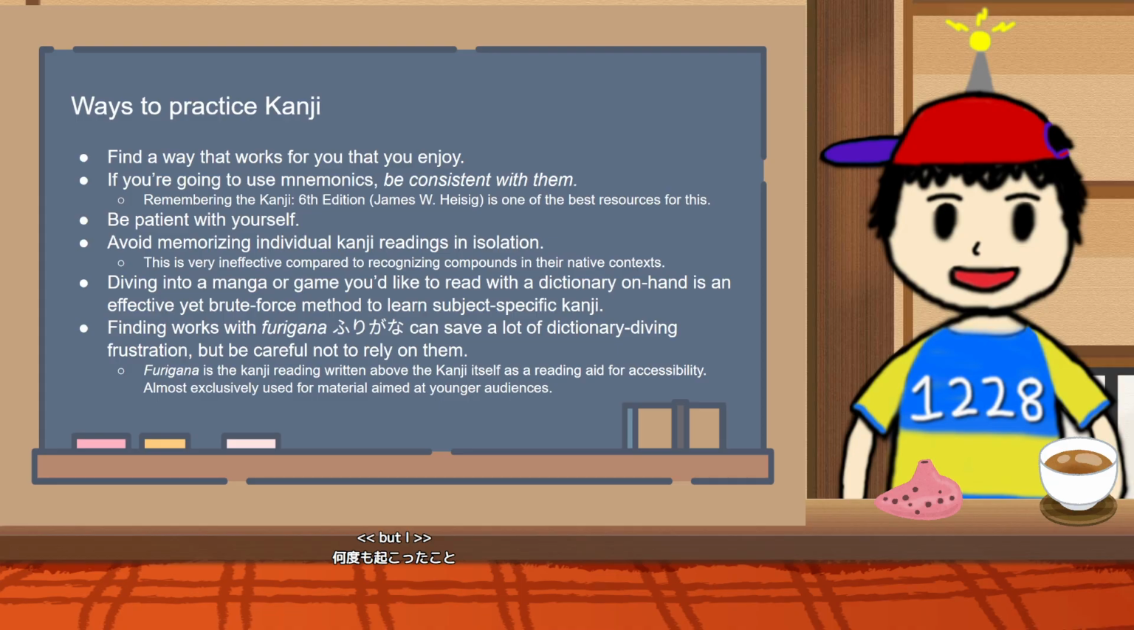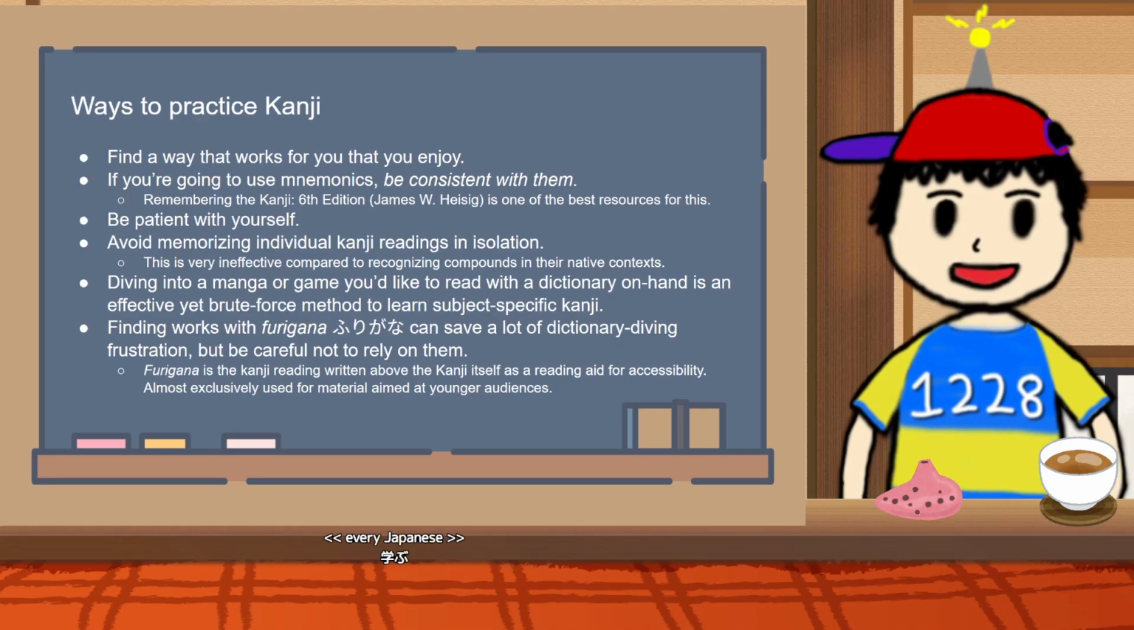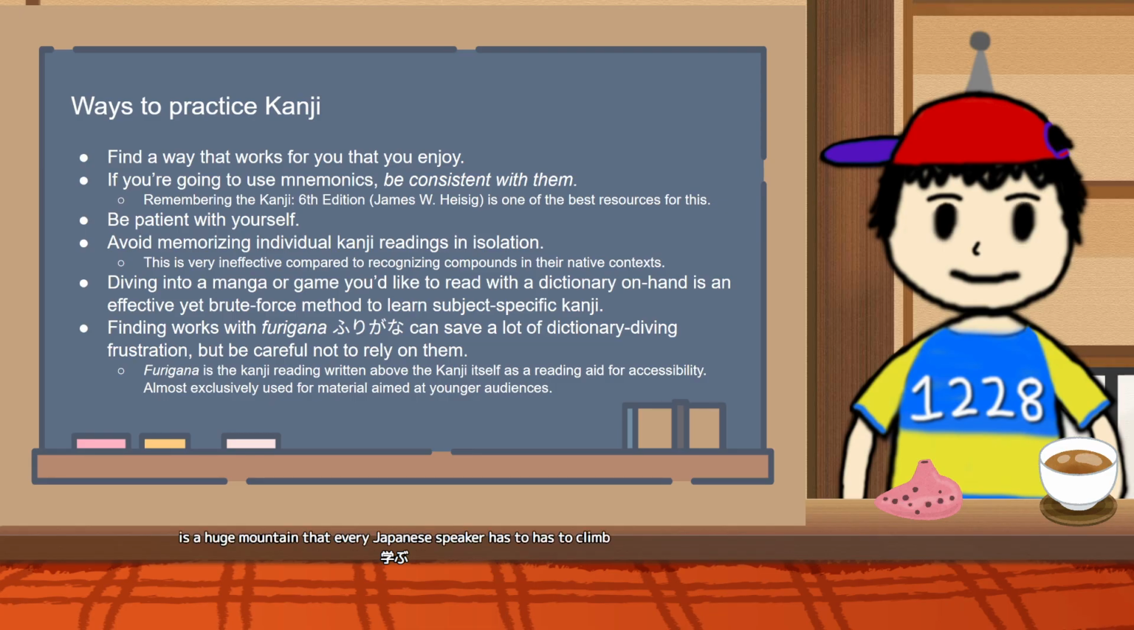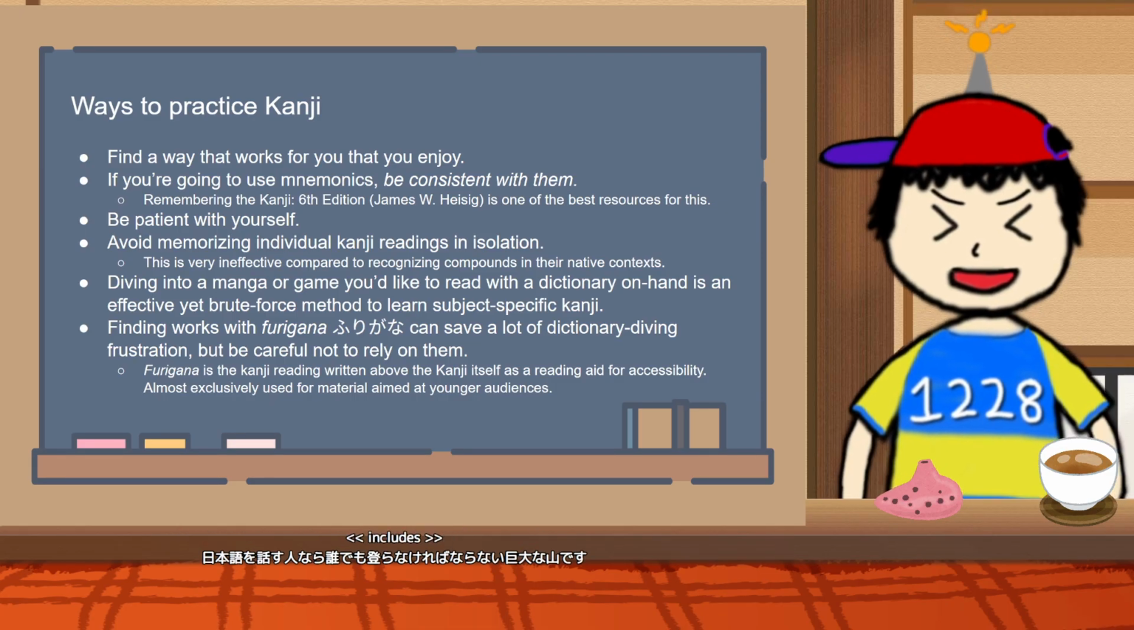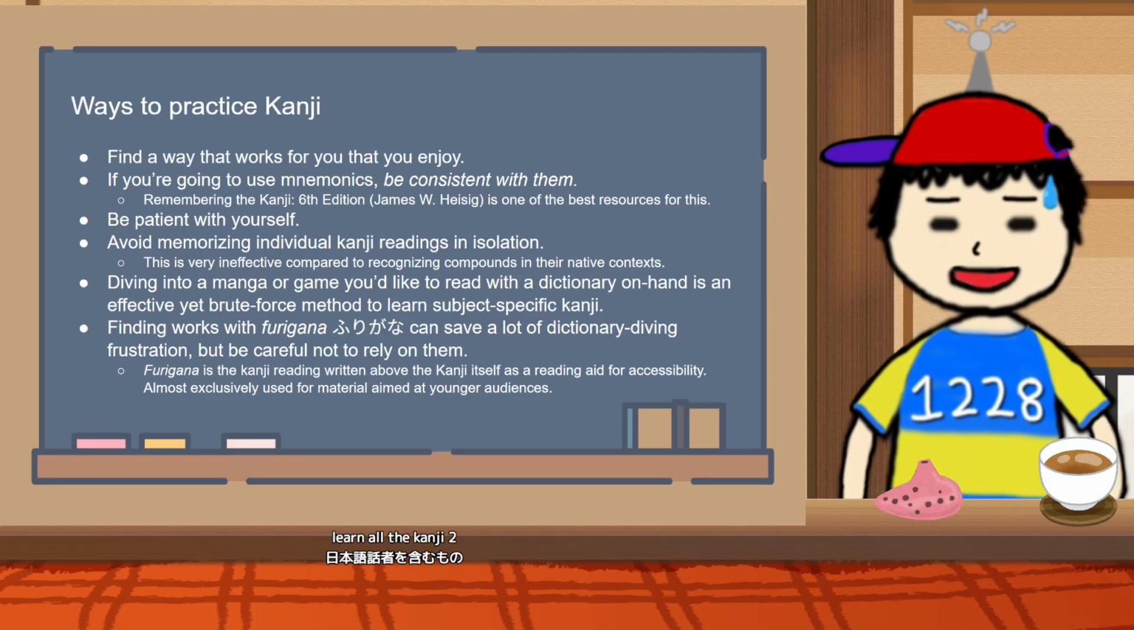But as I said earlier, there is no getting around the fact that learning the kanji is a huge mountain that every Japanese speaker has to climb. This includes Japanese speakers. They have to learn all the kanji too. They just have to do it to survive. We do it because we want to.